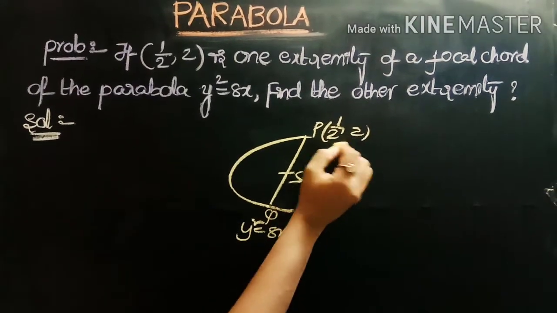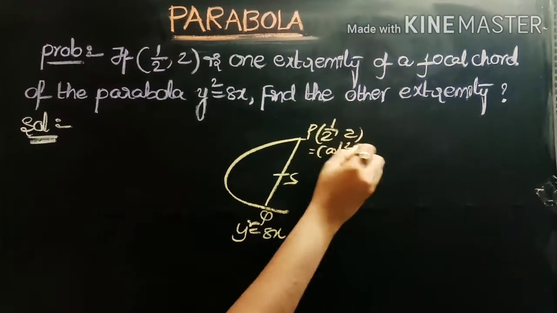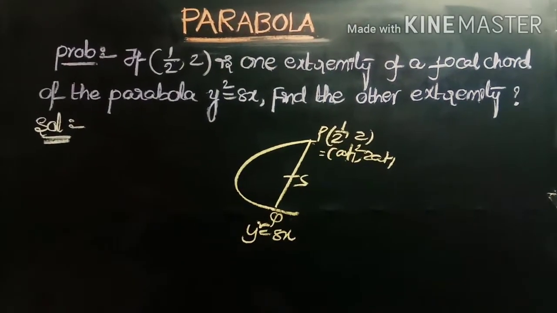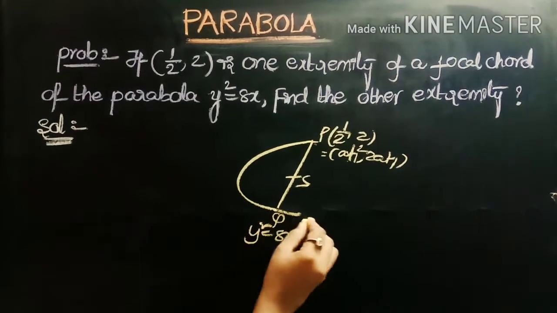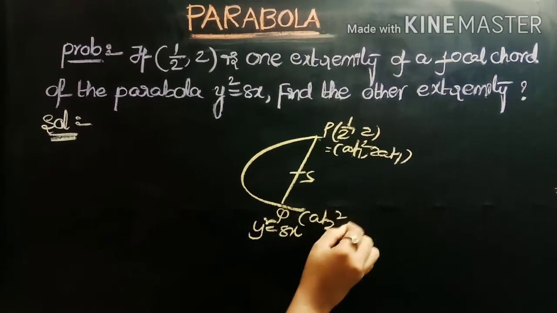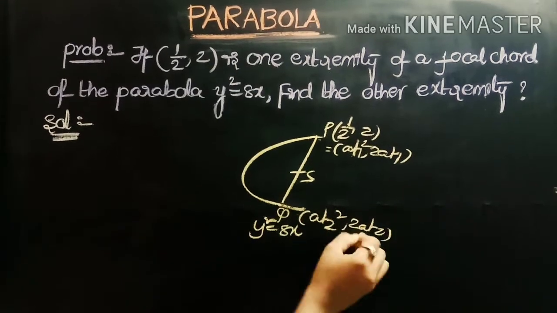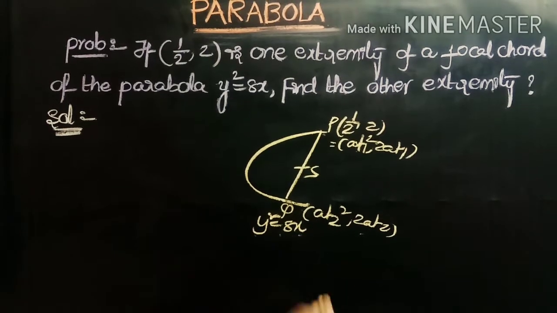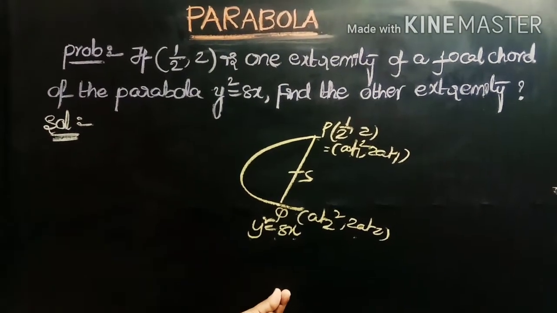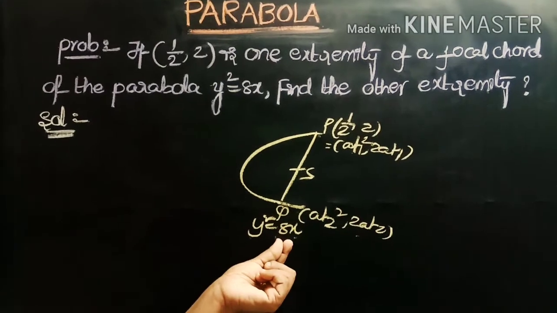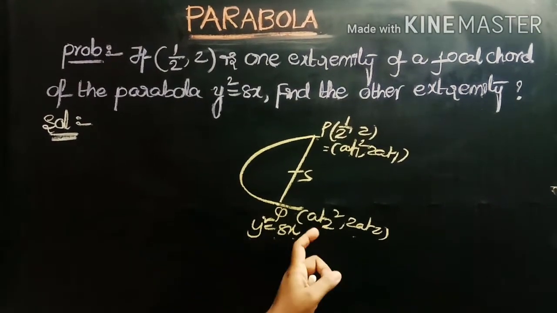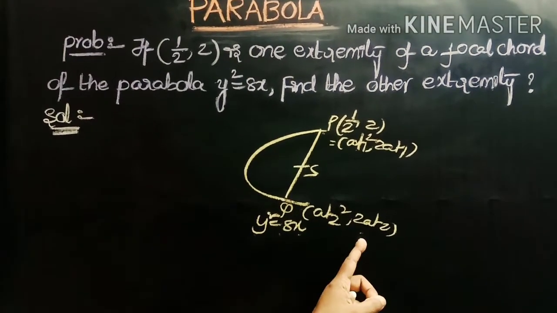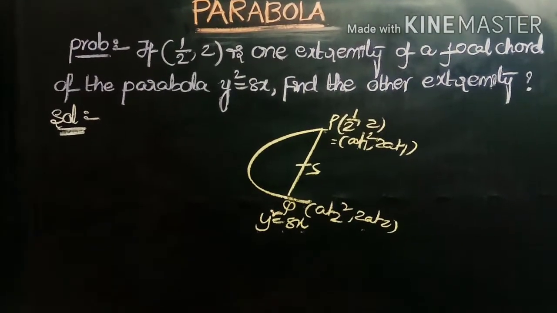So first we take the given point as (a t1 square, 2a t1). Since it is a point on the parabola, we take this point as (a t1 square, 2a t1). Now we want to find the second extremity, which is taken as (a t2 square, 2a t2). This is the second point. Already from the given parabola y square is equal to 8x, we can take the value of a. So clearly here 4a is equal to 8, which means a is equal to 2. Now we want the value of t2 only. If we get the value of t2, then we will find the second extremity.